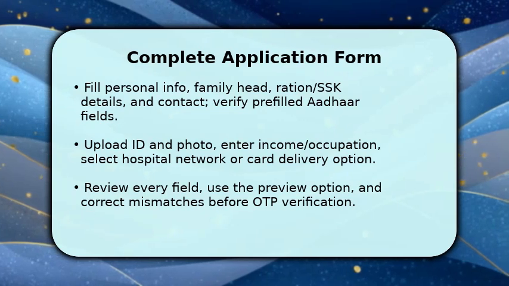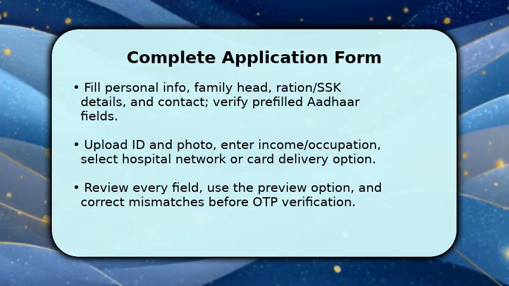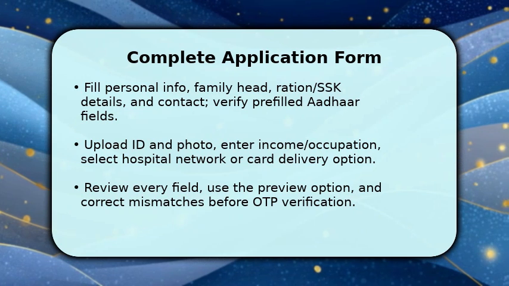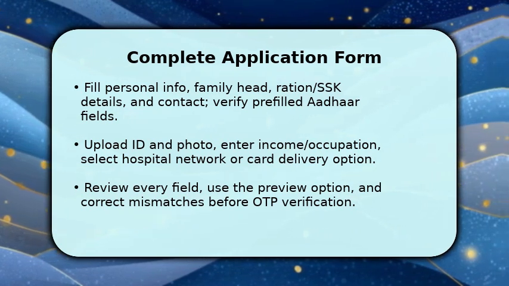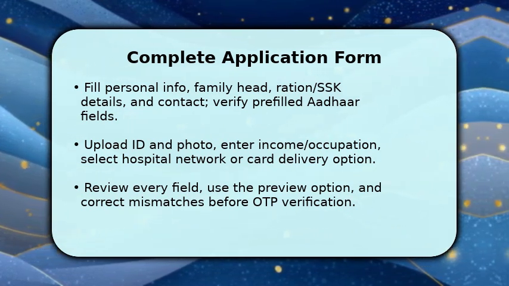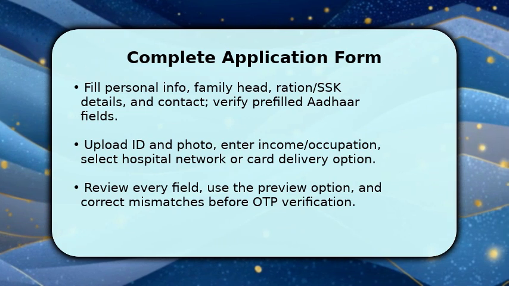You now fill the core form. Confirm name, relationship to head, address, and mobile number. Make corrections where Aadhaar data differs. Once done, upload required documents: scanned ID, family photo, and income proof.